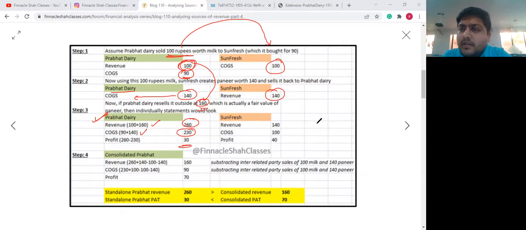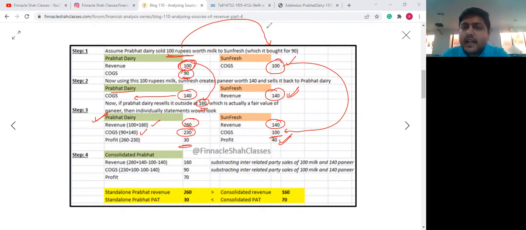Now, in terms of Sunfresh, Sunfresh made a sale of paneer at 140 rupees, so it is going to see a revenue figure of 140. And COGS would be, first of all, it procured milk from Prabhat at 100 rupees, and then eventually sold it as paneer. So that becomes a COGS of 100 rupees. Profit will be 40.